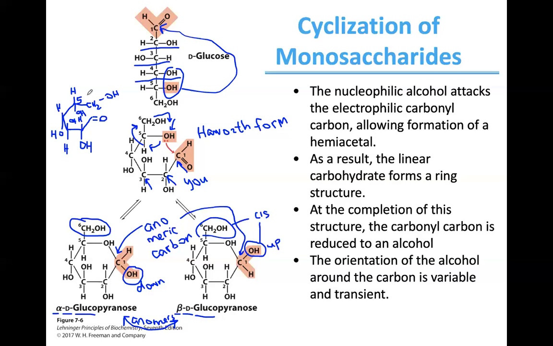So do we always do it that way for carbon 5? Yeah, so that's going from the cyclic form to the open form. But to go from the open form to the cyclic form, you will do the opposite, right? You will put the OH down and CH2OH up.